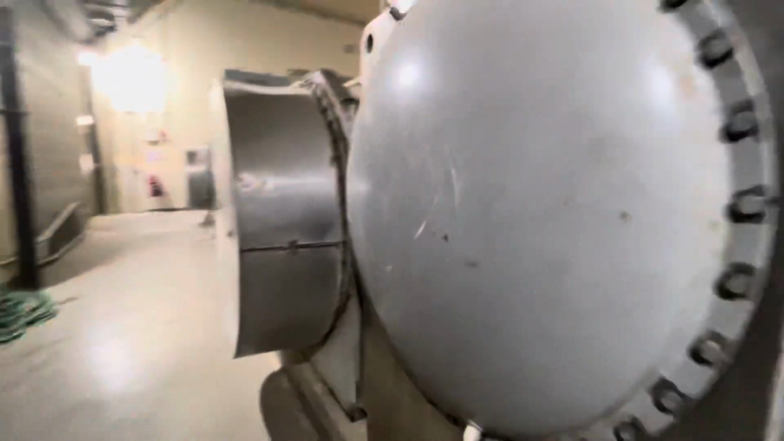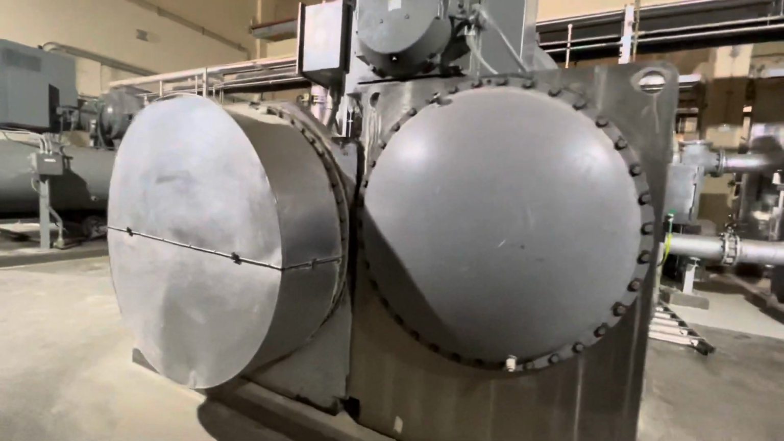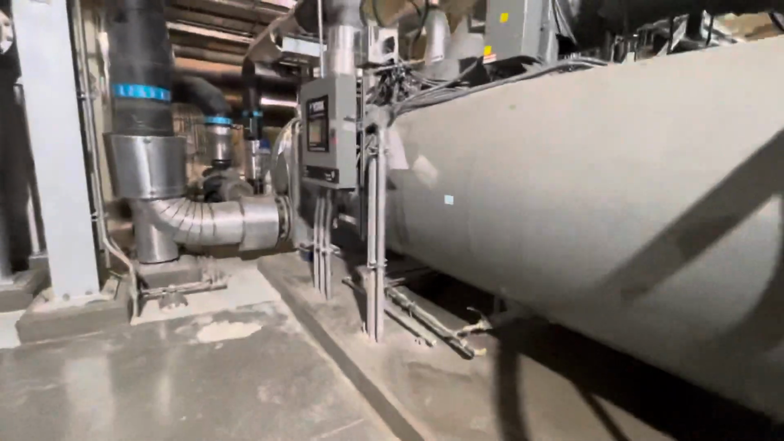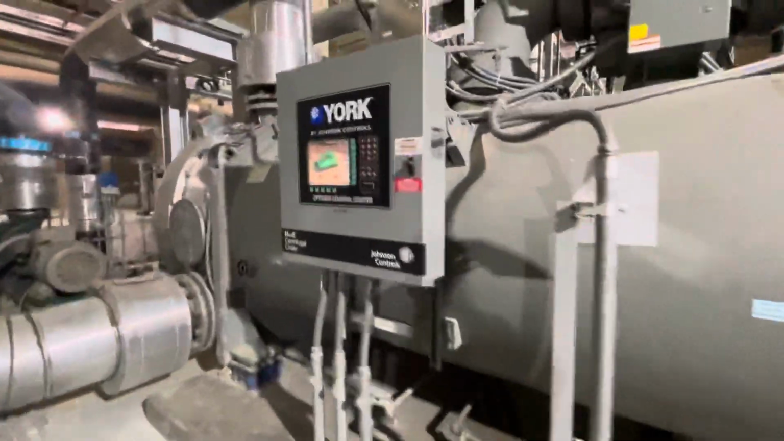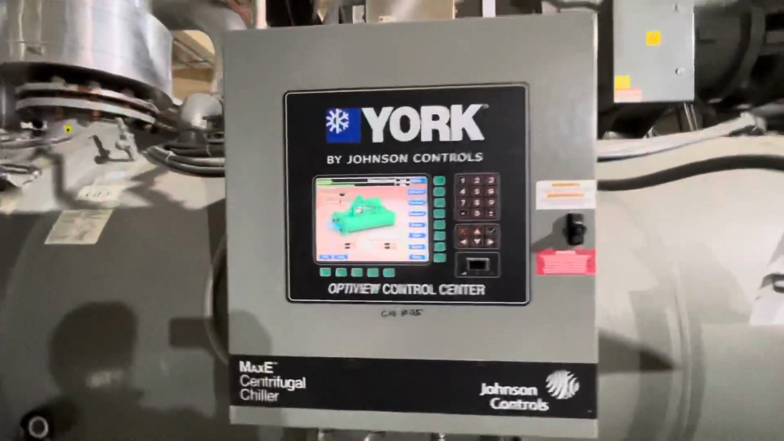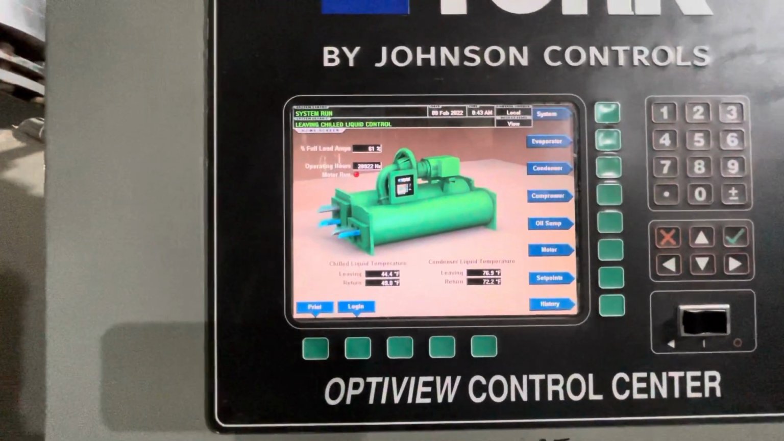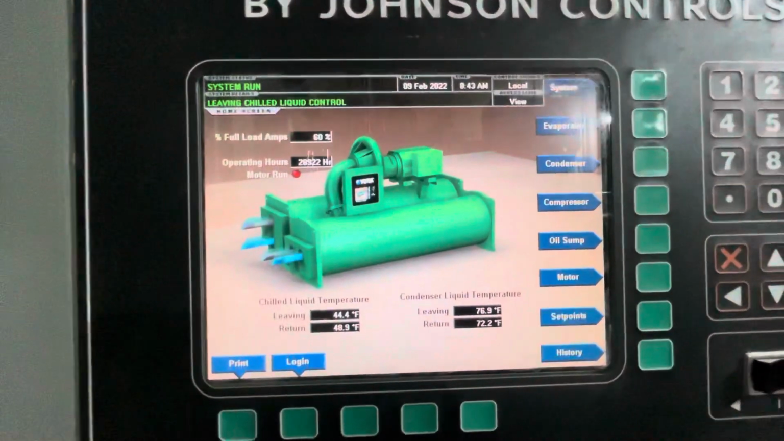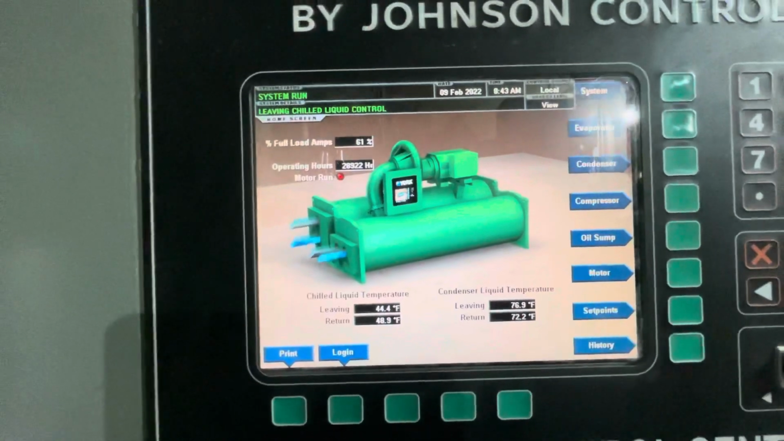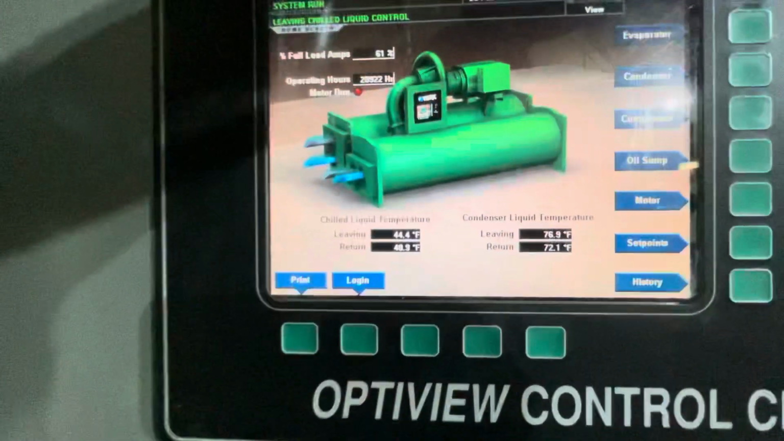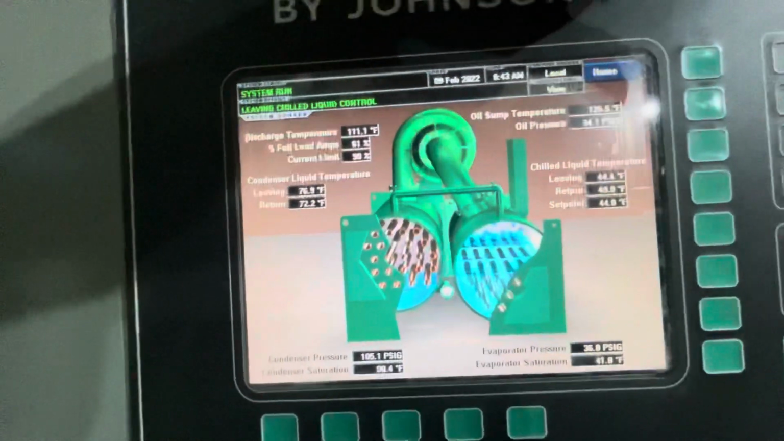Okay. This is the condenser and evaporator. The evaporator has insulation, the condenser has no insulation, because we want to dissipate the heat. This is the chiller in operation. You can see here the temperatures: condenser inlet, outlet, chilled water inlet, outlet, the percentage load and everything. You can see here there are systems.